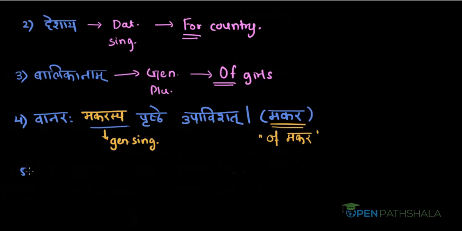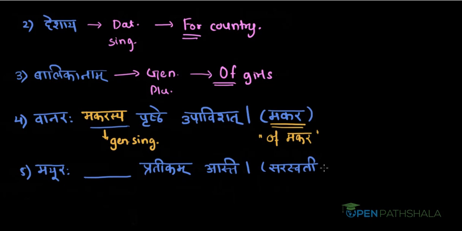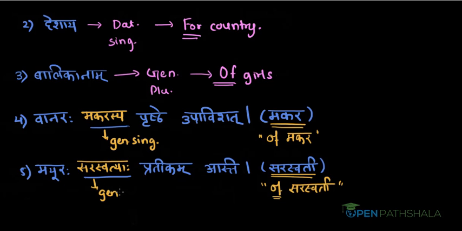Another example is Mayuraha dash pratikam asti, and in the bracket we have word Saraswati. Pratikam means symbol. So peacock is symbol of Saraswati. So we have to use correct form of word Saraswati in the sense of of. As we have seen above, of is used in the sense of genitive case. And as word Saraswati ends in dirgha e, it will be declined as nadi. So the genitive form of word Saraswati will be Saraswatyaha. It is genitive singular. So Mayuraha Saraswatyaha pratikam asti.